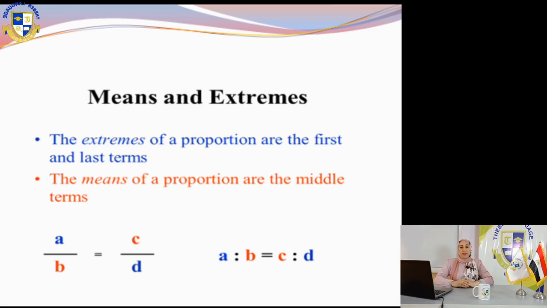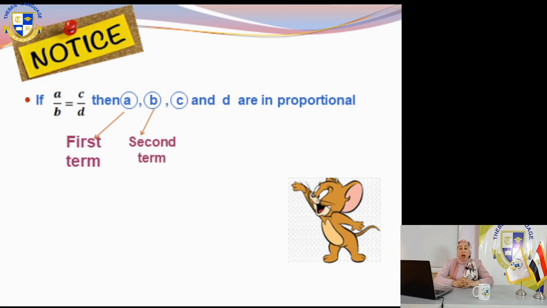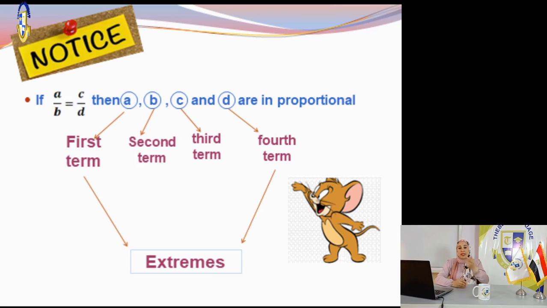Okay, if A over B equals C over D, we said before, A is our first term, B second term, C third term, D fourth term. So our first and fourth terms are called extremes, while the middle terms, which are second and third terms, are called means.